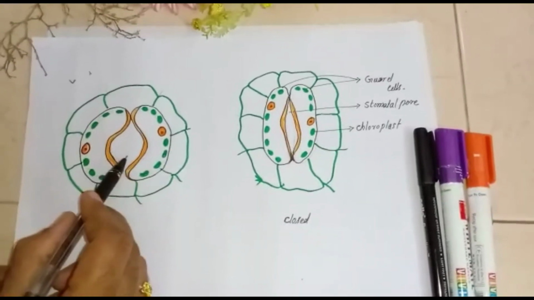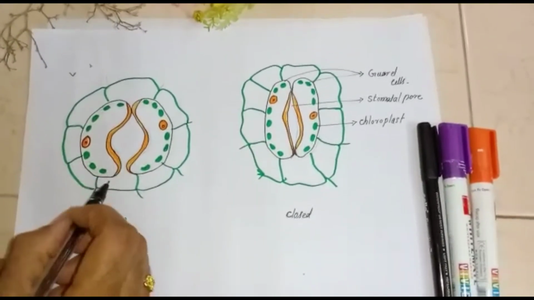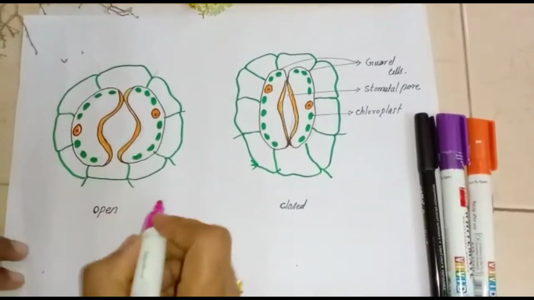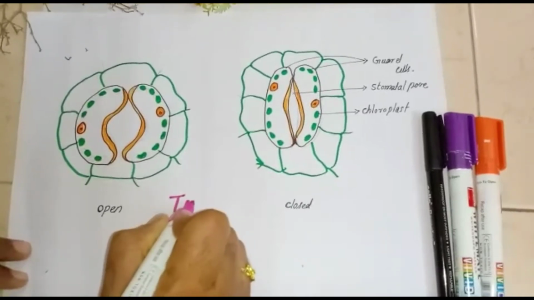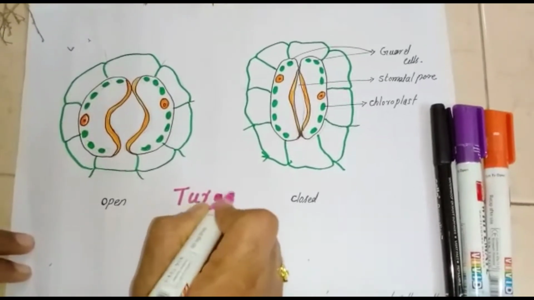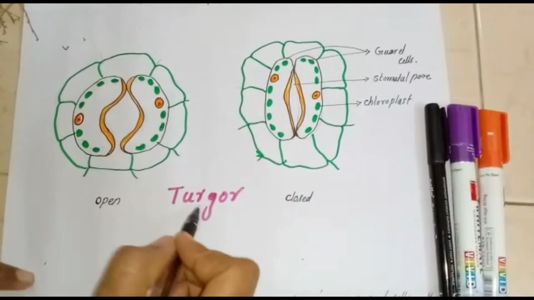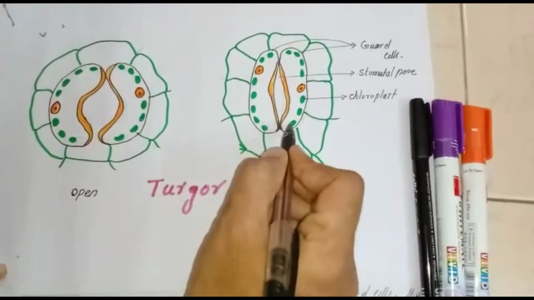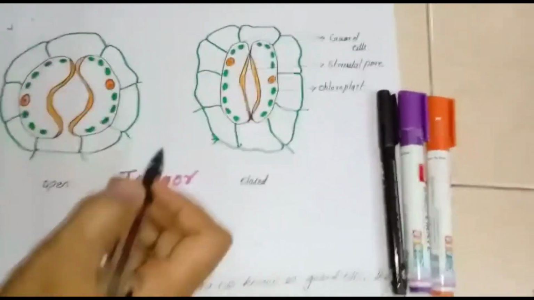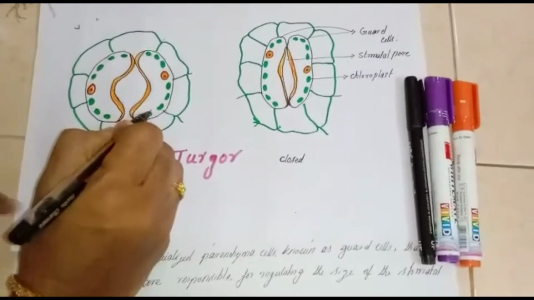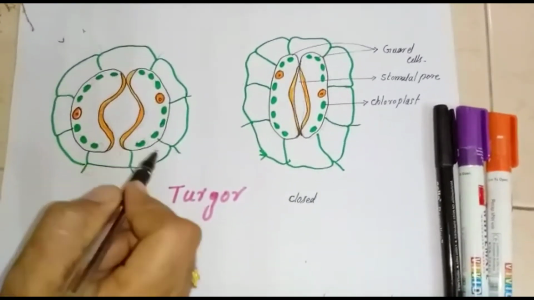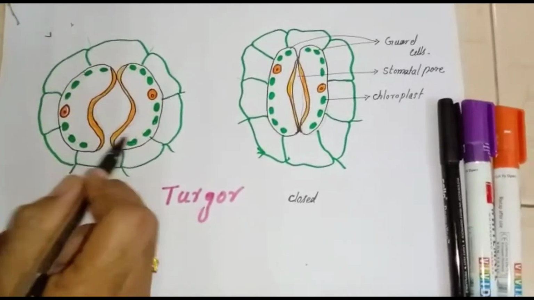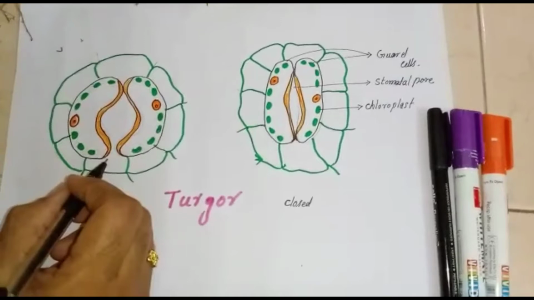So the opening and closing depends upon the turgor changes in guard cells. These are the guard cells. This is closed stomata and this is open stomata. Based on the turgor pressure inside the guard cells, the opening and closing happens.